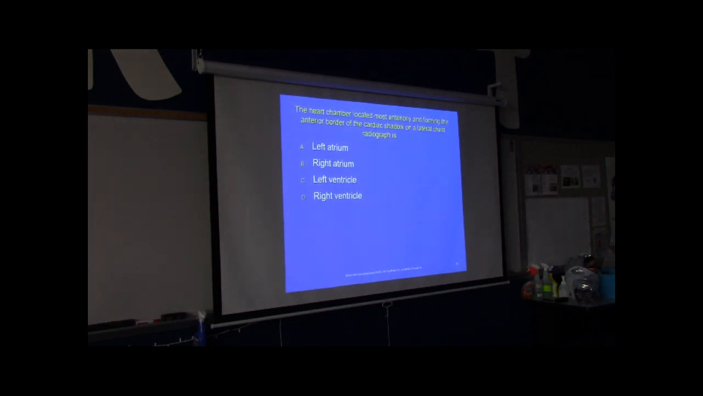All right, the chamber located most anteriorly and forming the anterior border of the cardiac shadow on a lateral chest radiograph. You're thinking left ventricle is most anterior? I'm thinking right. I'm thinking you're right. The way the heart is canted, the right ventricle is actually a little more anterior. And you can kind of see it on a lateral chest x-ray. You can really see it on a CT scan. Then it's pretty obvious.